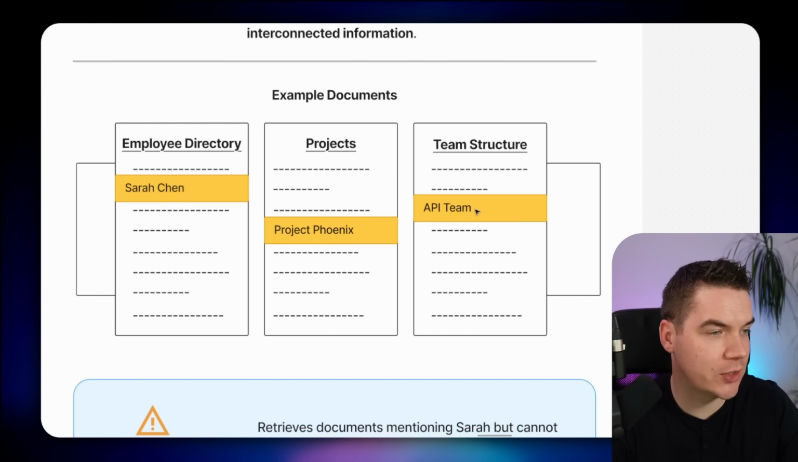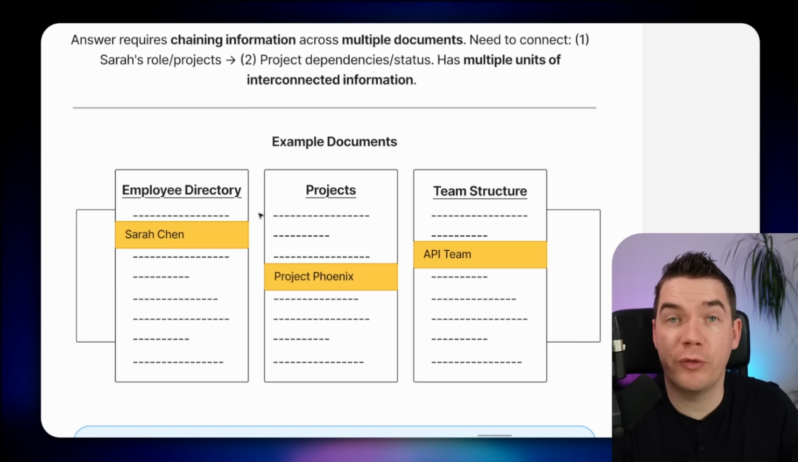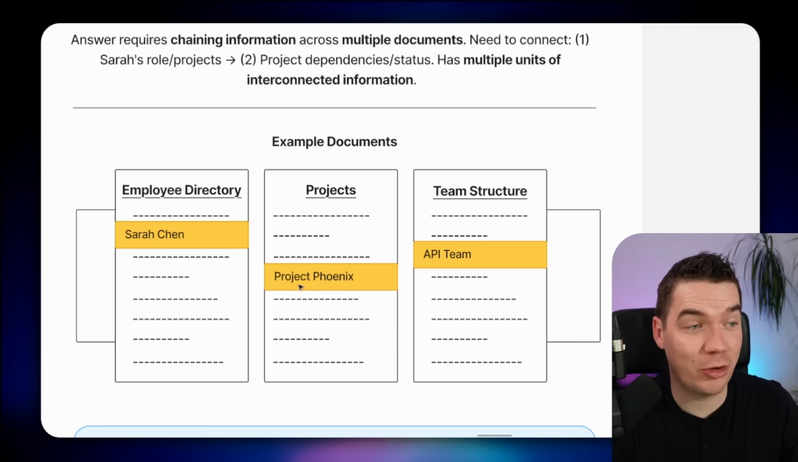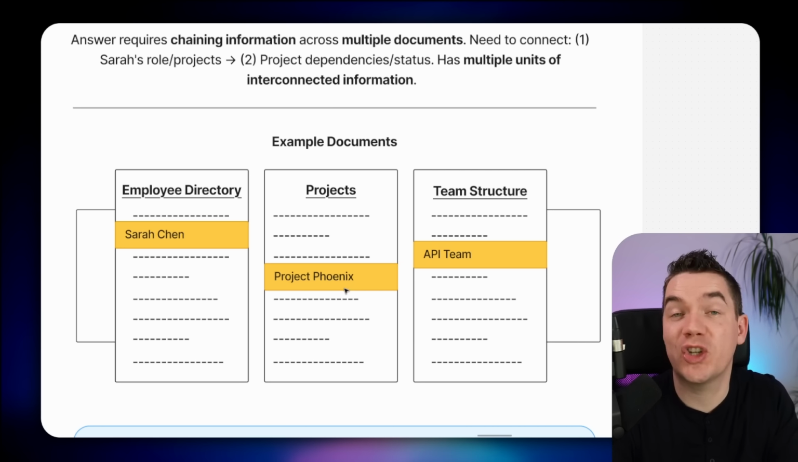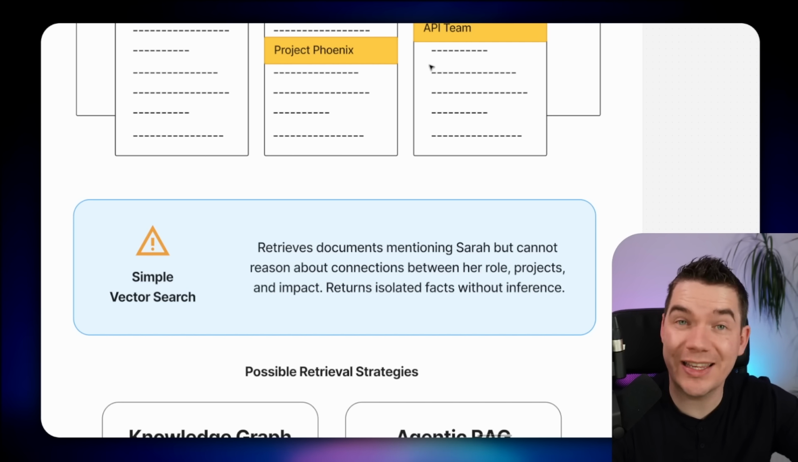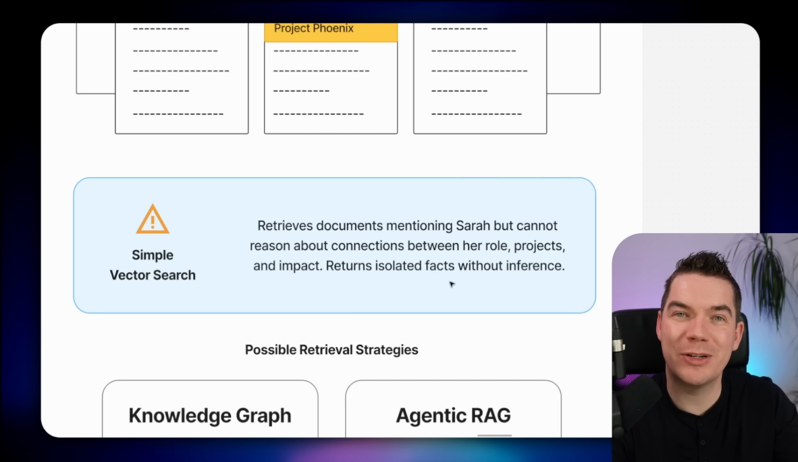To come up with this answer, we need to be able to traverse this chain to figure out that Sarah is on the API team, which is a key part of Project Phoenix, which has a certain project status and is to go live at a certain date. So if she went on maternity leave, there would be a major impact. And simple vector search can return these isolated chunks, but it isn't able to return the connections between these entities.